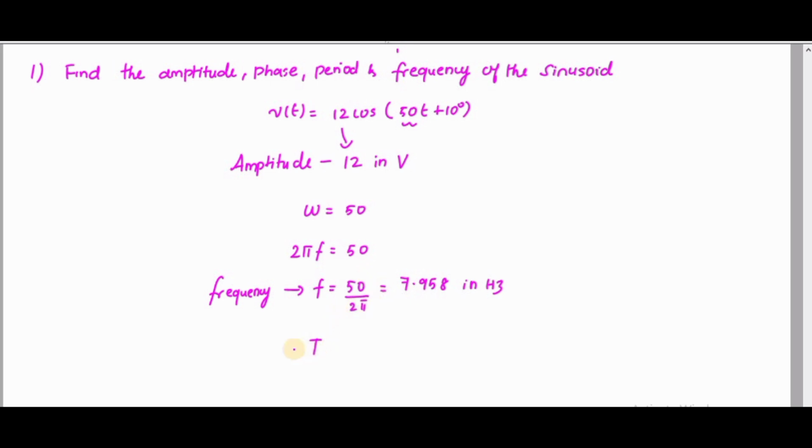So what is T? That is the period. Period is equal to 1 divided by f. So 1 divided by 7.958 is 0.1257. It is measured in seconds.